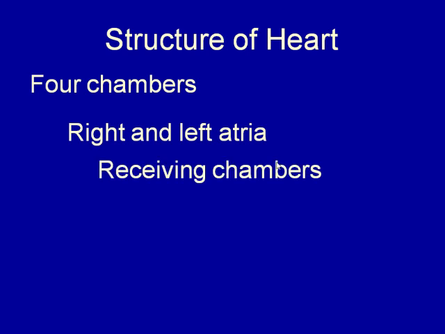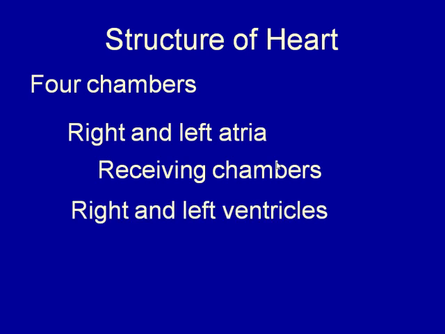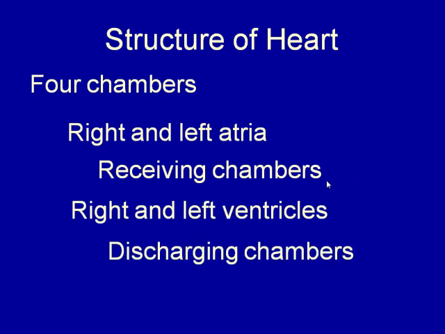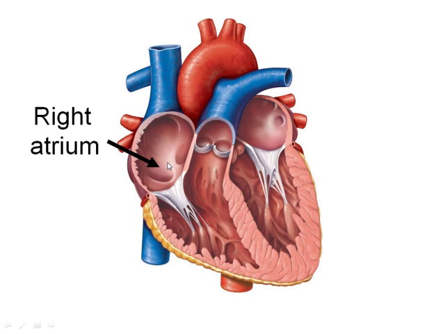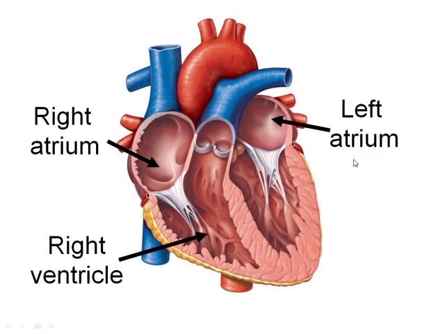The heart has 4 chambers. The right and left upper chambers are the atria. These are the receiving chambers. When blood returns to the heart, it enters one of the 2 atria. Then the lower chambers are the right and left ventricles, and these are the discharging chambers. These are the chambers that will force blood from the heart into the blood vessels. So there's the right atrium and the left atrium, and the right ventricle and the left ventricle.